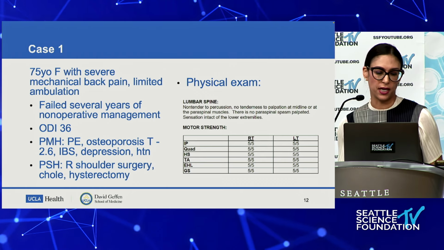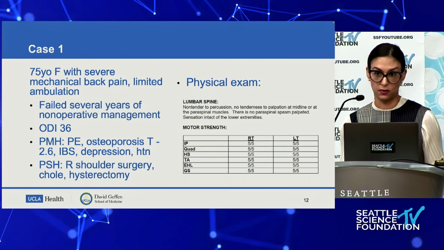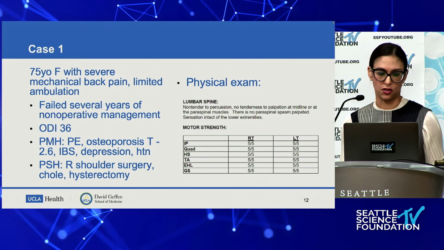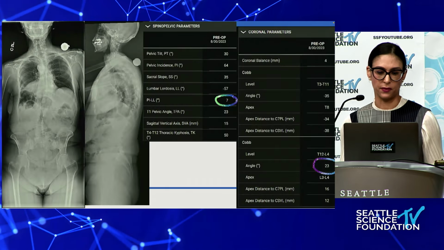Her past medical history was significant. She had a history of PE. Her osteoporosis was real. She had a T-score of minus 2.6, but otherwise was neuro intact and wanted to get something done after years of non-operative management.